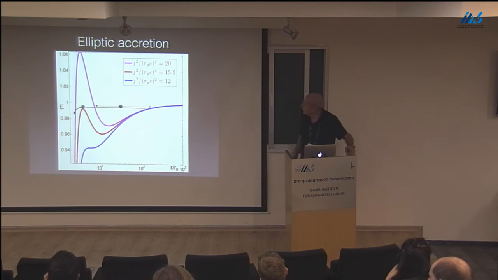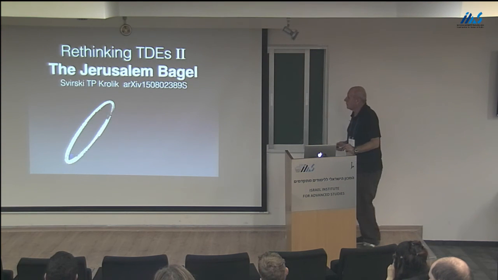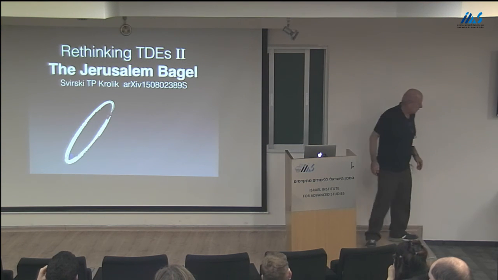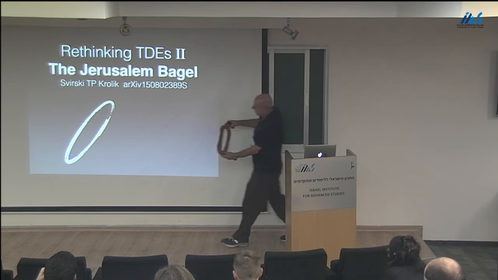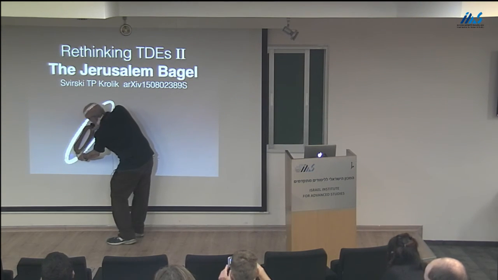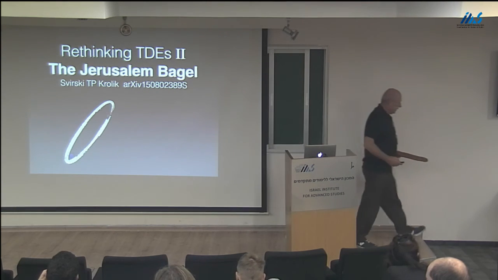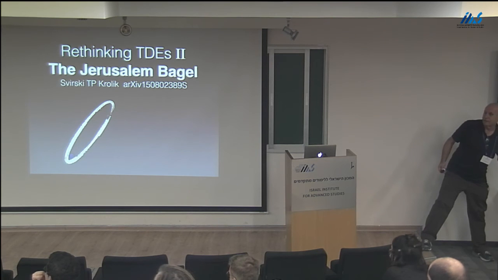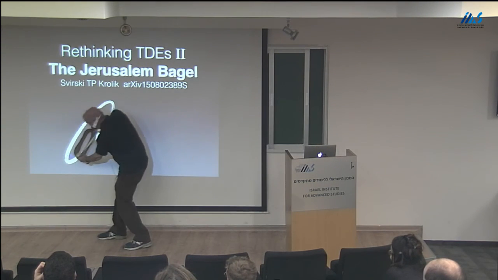So this is elliptical accretion, and this is why I call this the Jerusalem bagel. Not exactly to scale, but it is something like that. You can put it here, and okay, so this is the Jerusalem bagel.